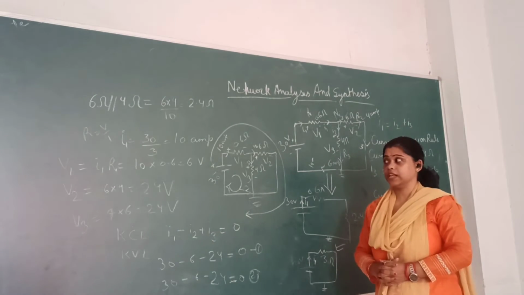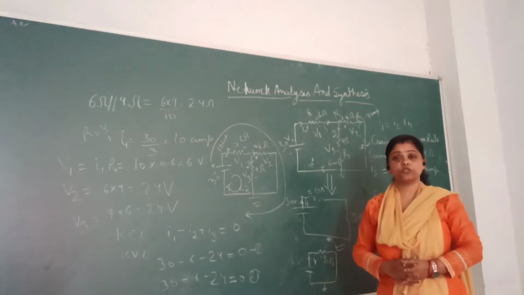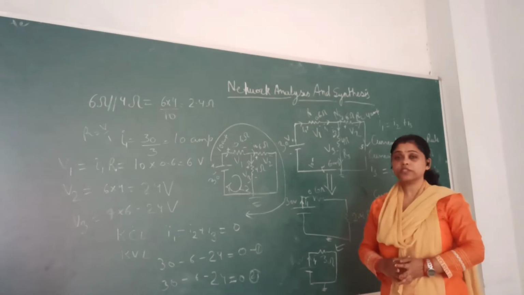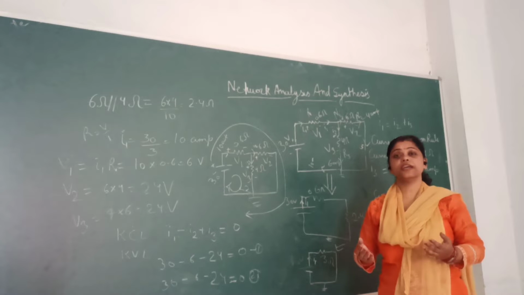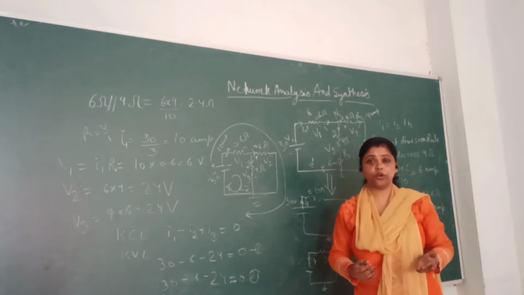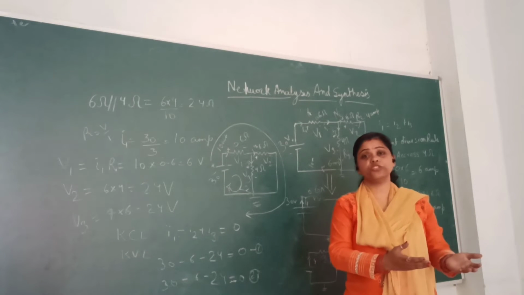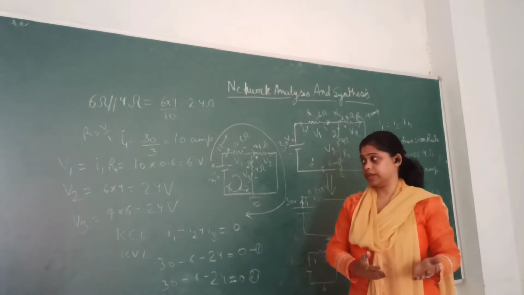what KCL is. KCL is Kirchhoff's current law and KVL is Kirchhoff's voltage law. Kirchhoff's current law states that the incoming current is always equal to the leaving current, or the sum of the incoming currents will be equal to the sum of the outgoing currents.